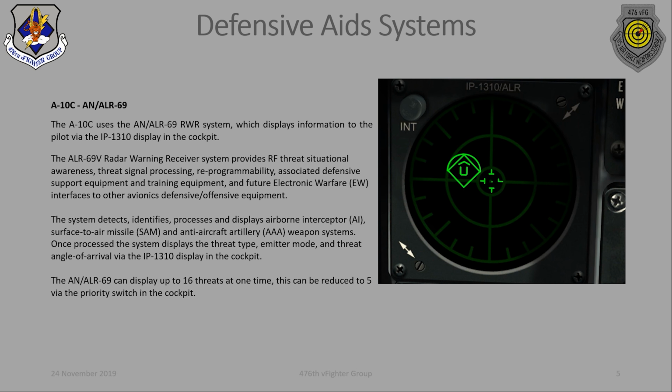A-10, ALR-69 system, which is displayed to the pilot via the IP-1310 display. Works as we said. The threat library in DCS is fixed. It's not really adjustable. You can change the symbology, but that's it. If you want to delve into the Lua files you can, but you can't really change what it displays or the prioritization.